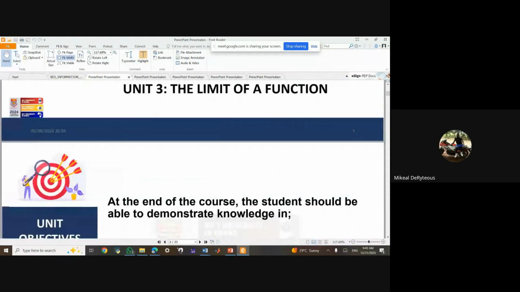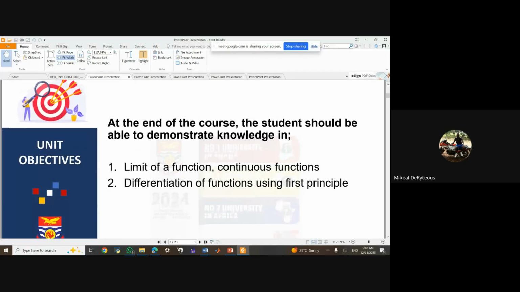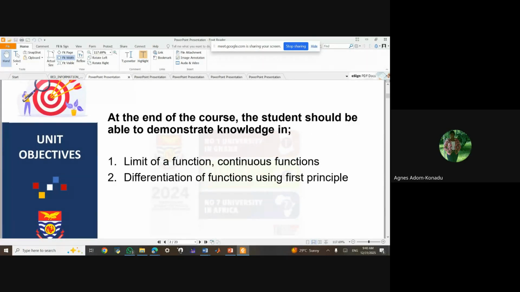Calculus. People are going to die for you. You will not die, please. Calculus again.